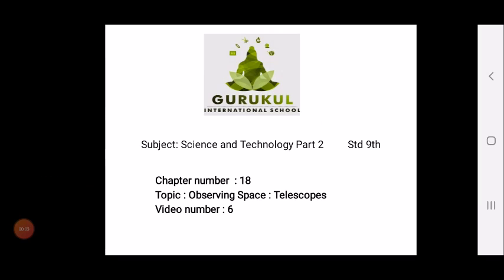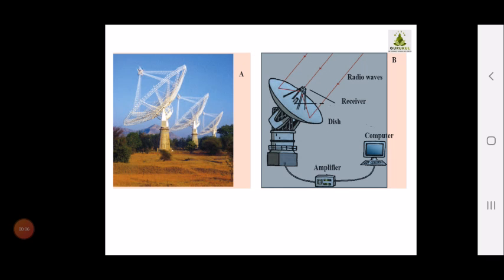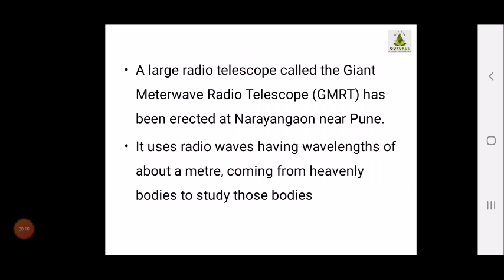Children, now we are going to study about the radio telescope. In the previous video we studied what a radio telescope is, and here I am sharing with you the image of the radio telescope. A large radio telescope called the Giant Metrewave Radio Telescope, GMRT, has been erected at Narayangaon near Pune. It uses radio waves having wavelengths of about 1 meter coming from heavenly bodies to study those bodies.